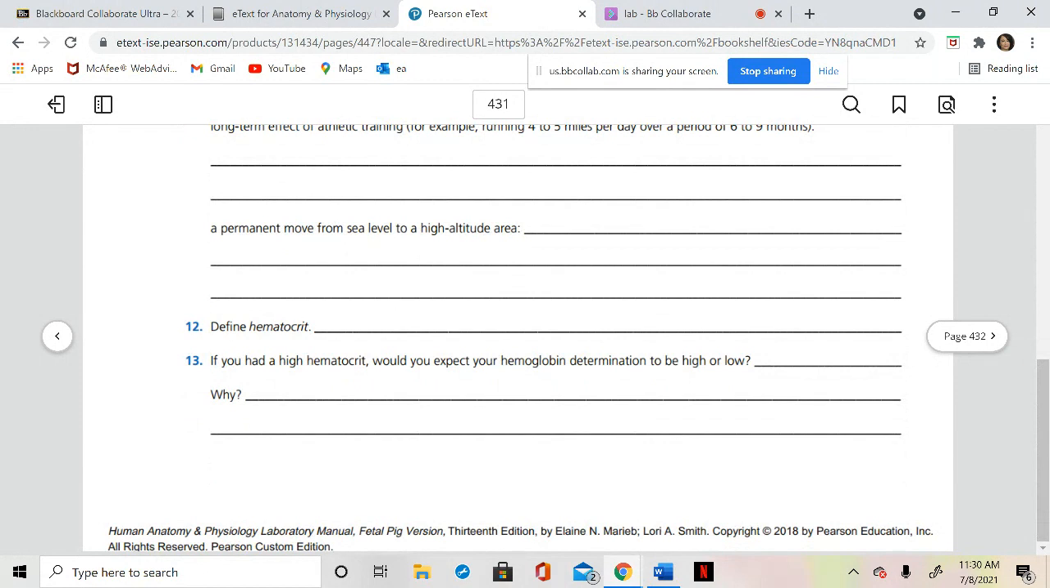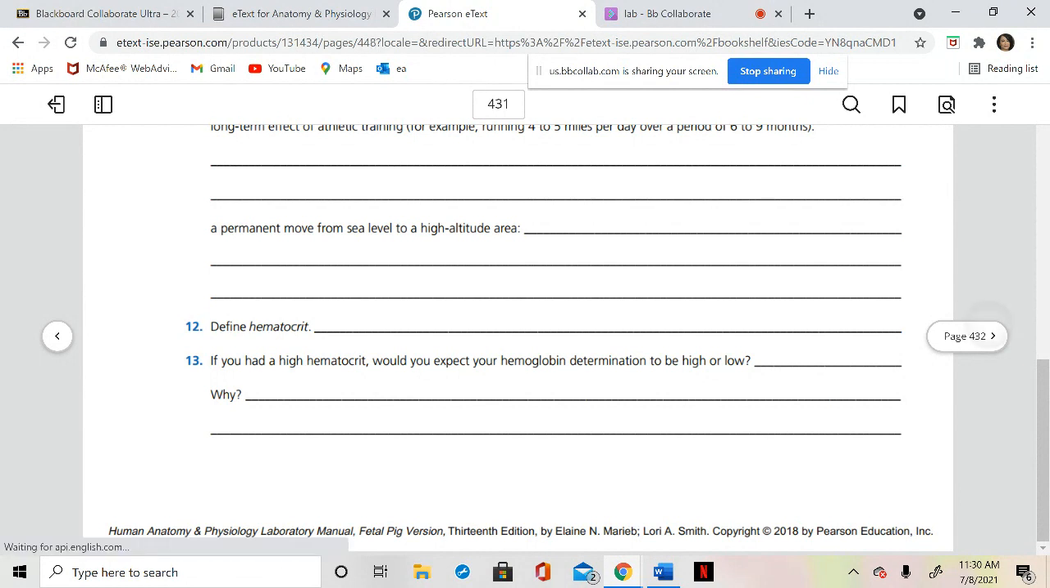If you have high hematocrit, what does that mean? That means you have high hemoglobin determinations. Why? Because assuming the red blood cells have a normal hemoglobin content, the higher the red blood cell volume, the higher the hemoglobin determination is.